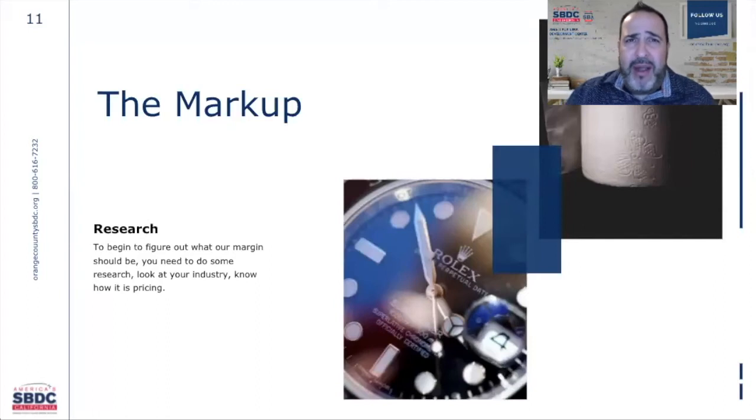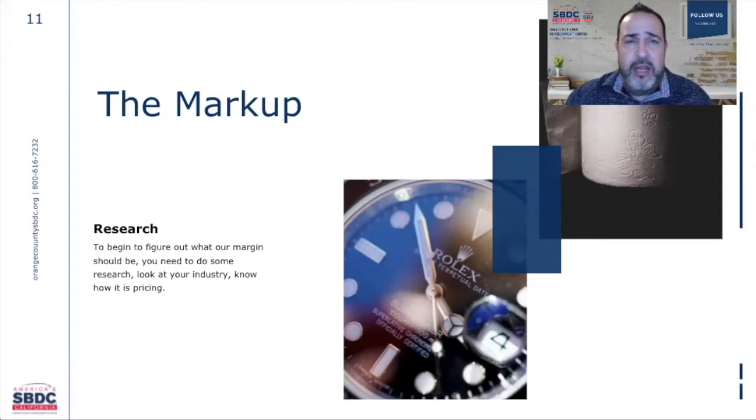So you've probably experienced this when you're shopping. Markups on high-end fashion items like watches or purses are much larger than markups on household consumables like toilet paper, bleach, and dish soap. These markups are never the same. So to begin to figure out where you should position your margin, you need to do some research into your industry and see how it's pricing.